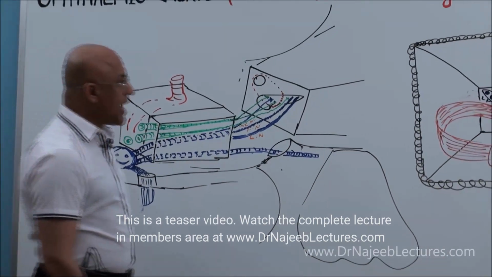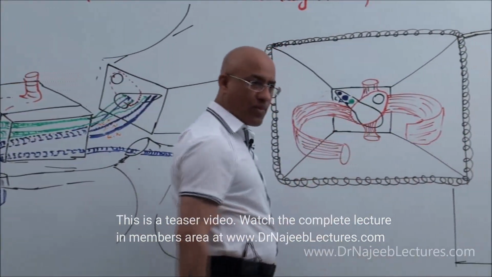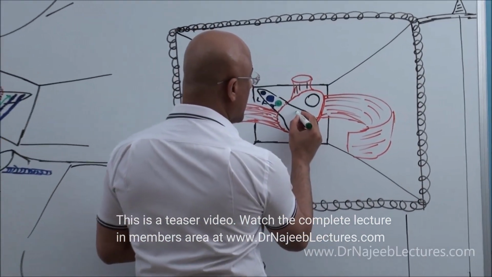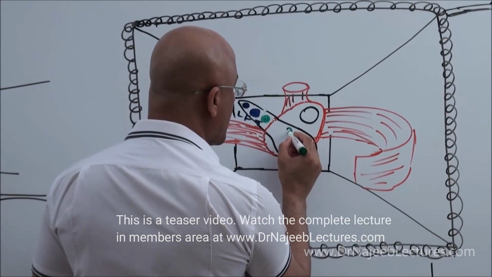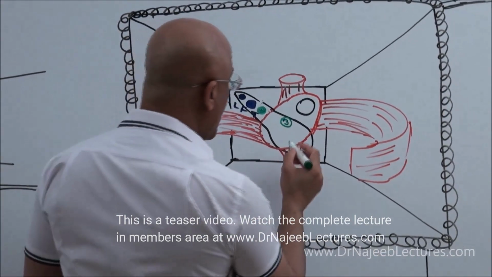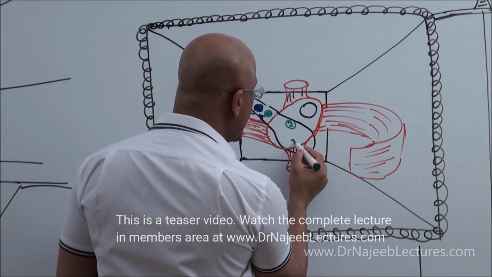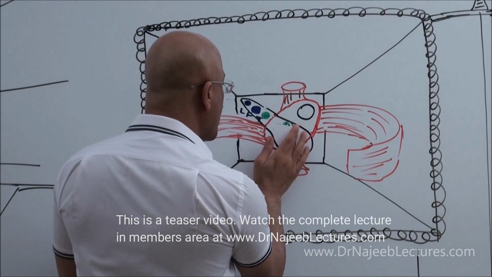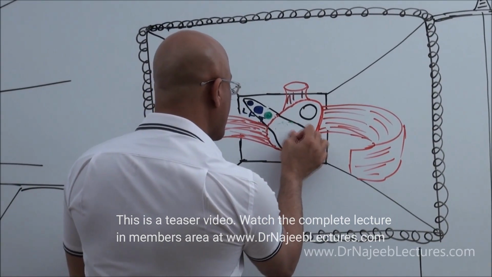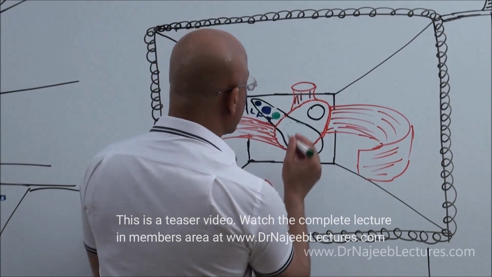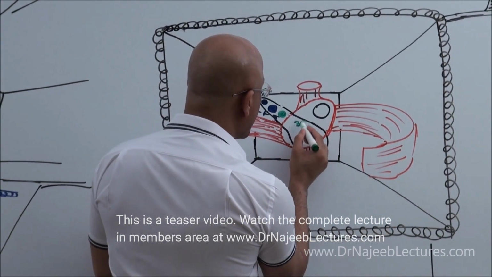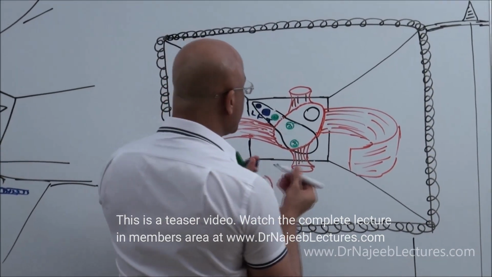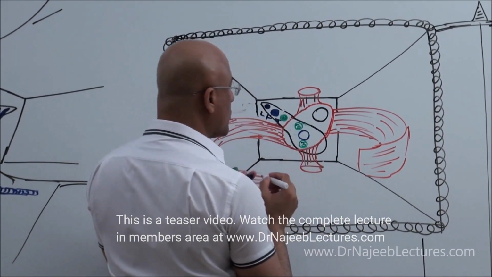Is that right? And when these nerves emerge here, what will you find? Upper division of oculomotor will be up, lower division of oculomotor will be below, and in between them, what will be entering there? Nasociliary, right? So again, let me make it more clear. Upper division of oculomotor, lower division of oculomotor, and in between them there is nasociliary.